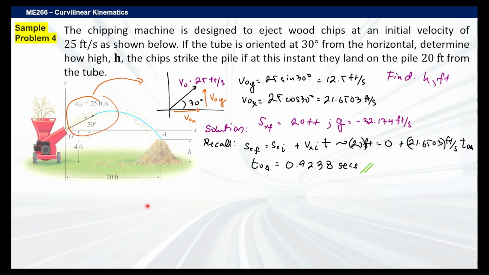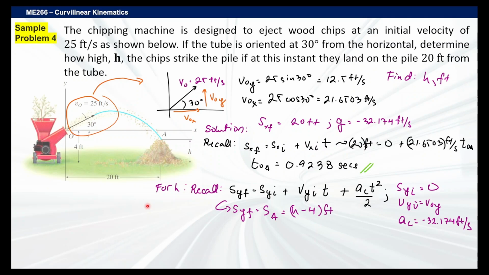Okay. So there we go. Recall your y final, which is equal to y sub i plus v_yi t plus one half a_y t squared. Wherein the initial position in the y component is 0 here. And the final component, as you can see here, this is the final position. So that's technically H minus 4. That's the final position at this point, minus 4.